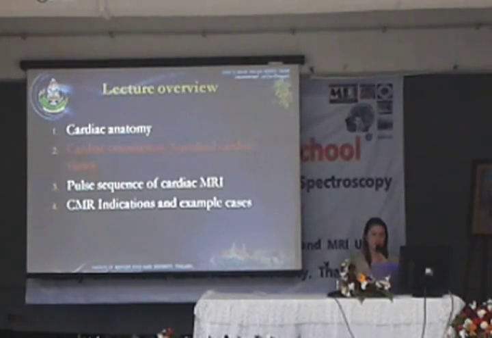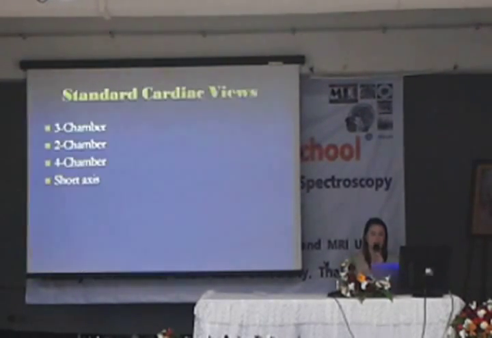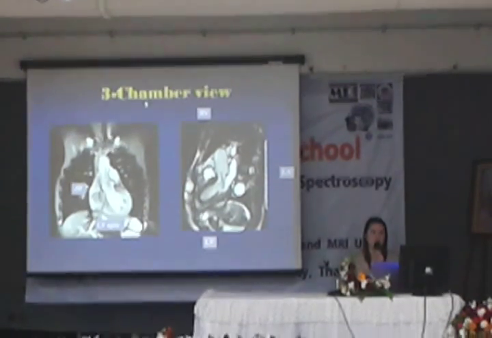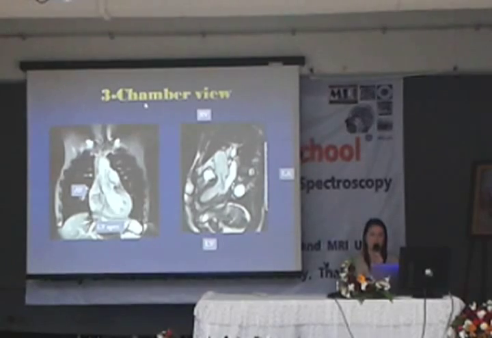So let's move to the next topic, which is cardiac orientation and standard cardiac views, which is quite different from the other parts of body MRI. This is coronal imaging, a pilot image. And this is the heart, this is the lung. The first view we call the 3-chamber view.